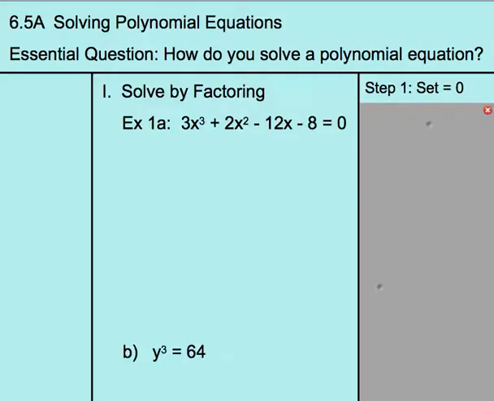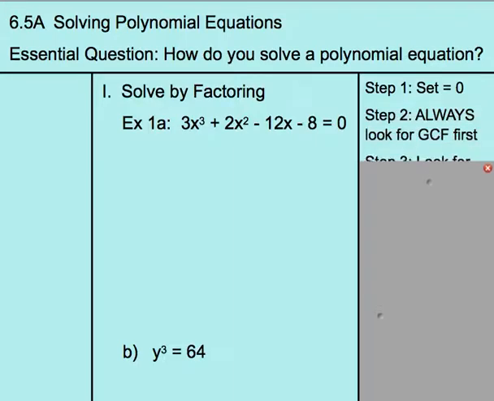Remember, we're going to be using the zero product property. If we can get it factored, and we have terms that are multiplied by one another to equal 0, we can set each term equal to 0 to solve. So that's our first step. Second step, anytime we factor, we always look for a GCF first.